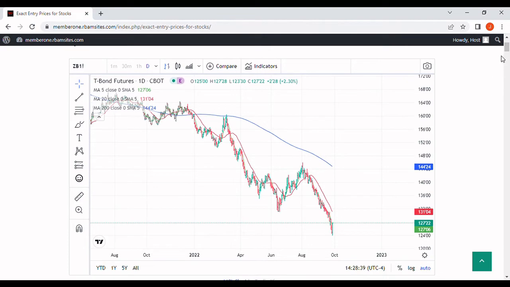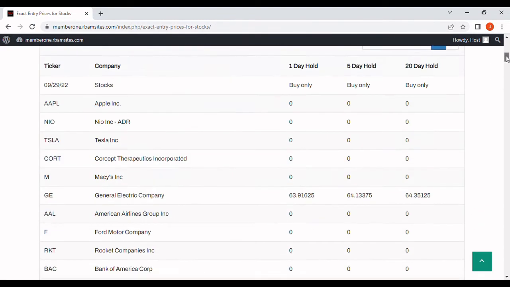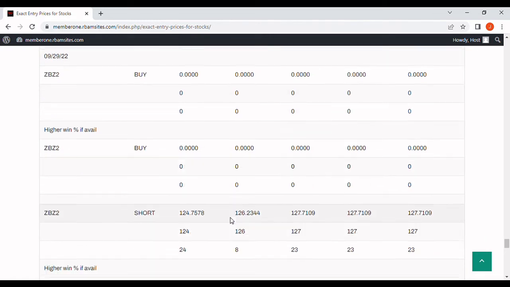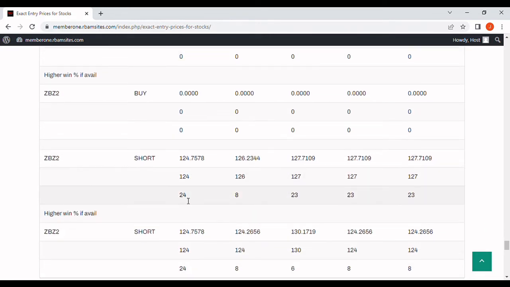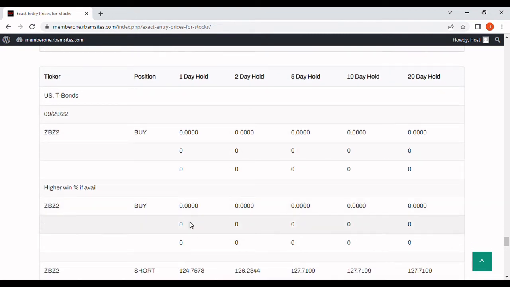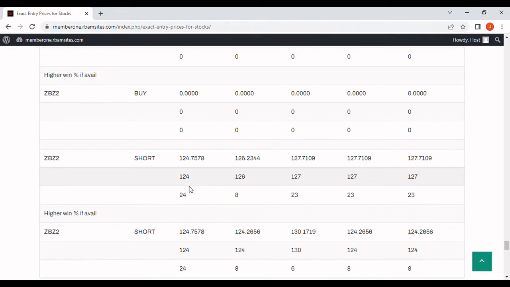Let's go down and see what RBAM research says about it. We do cover T-bond futures, and we have them right here out this morning. Nothing for the buys. We have shorts at 124.24. For the 1 day, this is 1, 2, 5, 10, and 20-day hold pairs for the Treasury bonds. We put out buys or shorts every morning before 7 a.m., and sometimes in the evenings we'll put them out before 6. You just have to check in the evenings to see what we've done, but definitely before 7 a.m. Monday through Friday.